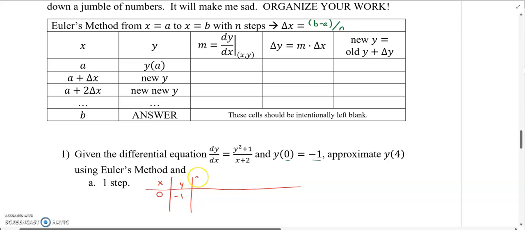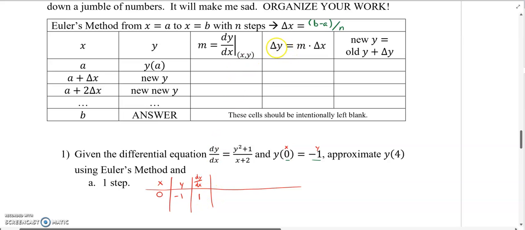And then our dy dx value is going to equal, well, we're going to evaluate this at x equals 0 and y equals negative 1. So negative 1 squared is 1. 1 plus 1 is 2. So 2 in the numerator, 0 plus 2 is 2 in the denominator. Our slope is 1. If you go back to that previous video where we had the actual slope field, we remember that we started with a slope of 1. Whoops, I shouldn't put the equals 1 there, should I? I should put the 1 here.